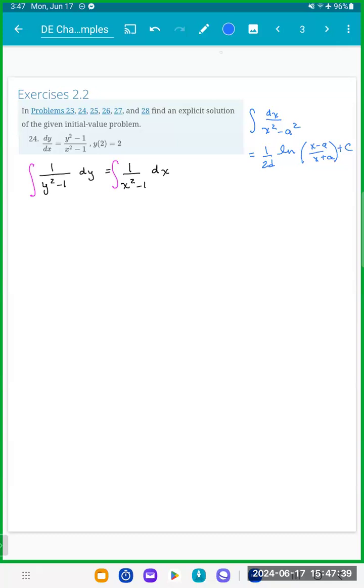So when we do this, we end up with 1/2 times ln of (y minus 1)/(y plus 1) is equal to 1/2 times ln of (x minus 1)/(x plus 1), and then we have that plus ln of c. Okay. We want to get rid of, we can multiply this whole thing.